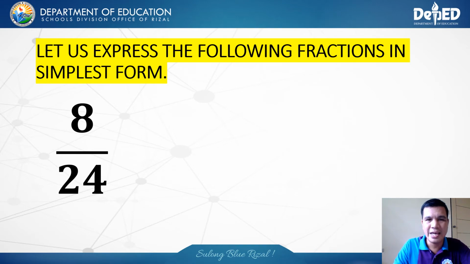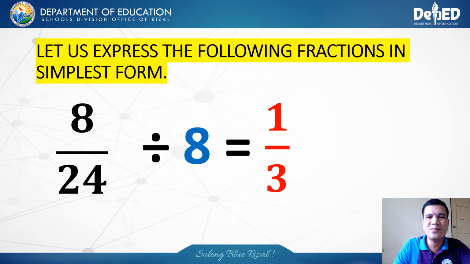How about this? 8/24. How are you going to express this in lowest term? Yes, we are going to get the greatest common factor, or any number na pwede nyong i-divide both 8 and 24. Ano yung number na pwede nyong i-divide both in 8 and 24? Yes, that is correct. 8. 8 is the number that you are going to divide to 8/24. So if we are going to divide 8 divided by 8, what is the answer? 24 divided by 8, what is the answer? And very good. So our answer is 1/3. Okay, do you get the lesson?